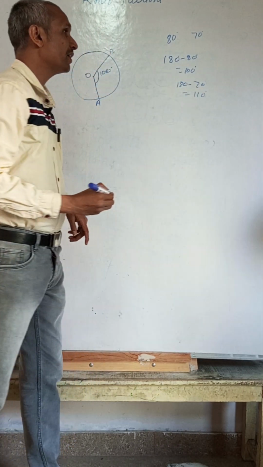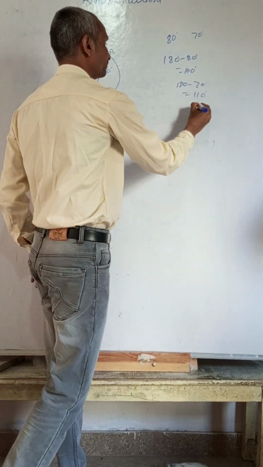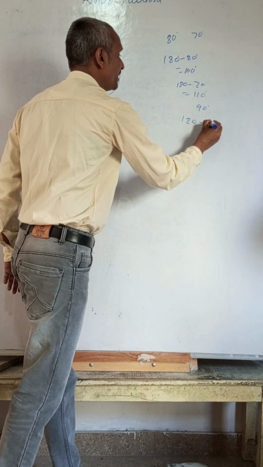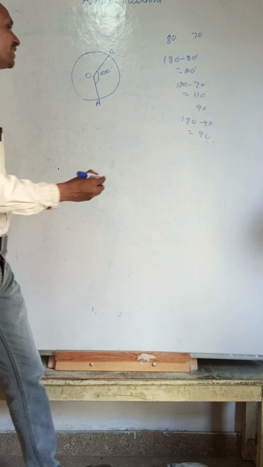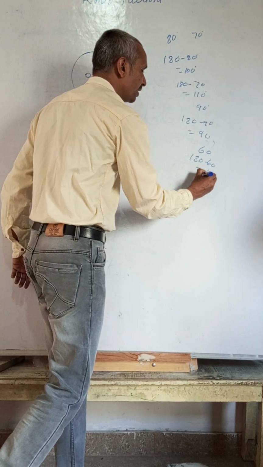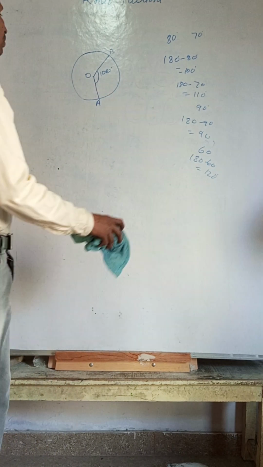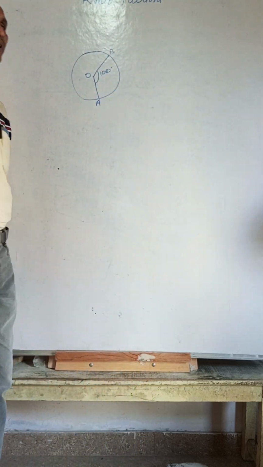If 90 degrees is given, then 180 minus 90 is equal to 90 degrees. In that case also it will become 90 degrees. If 60 degrees is given, then 180 minus 60 is equal to 120 degrees. You take the angle between the two radii as 120 degrees. But here, what is the angle? 100 degrees.